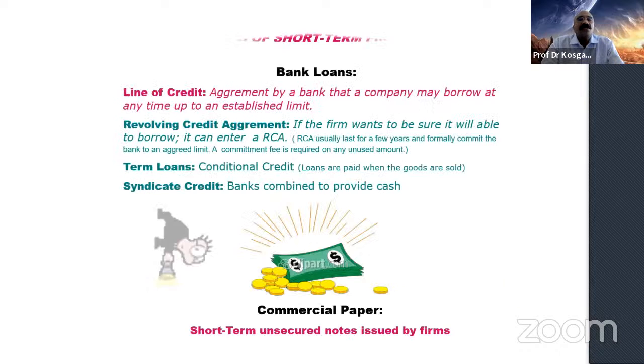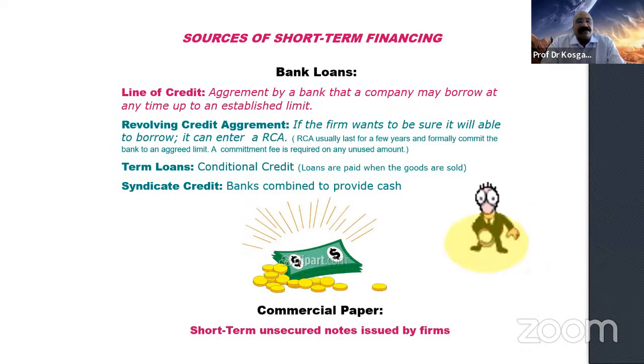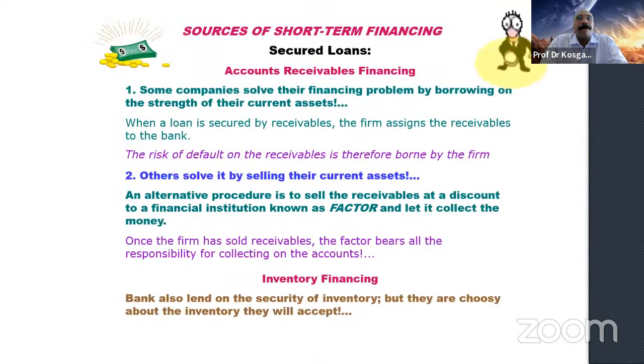Sources of short-term financing. Bank loan could be short-term. You can go for a bank loan because you are not committing yourself for the long term for interest payable. Bank loan, remember, is a burden to the business in the long run. Other sources of short-term financing, secured loans.